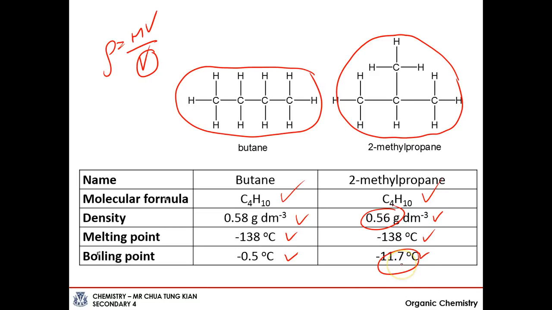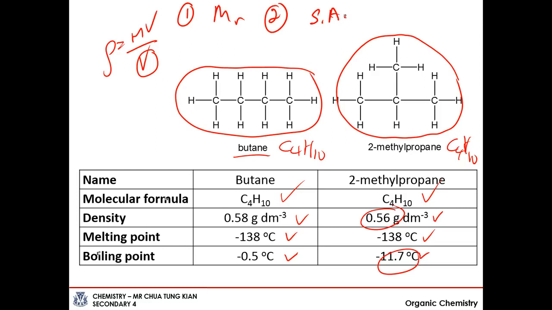Why is this different? Actually, this is not in the O-level syllabus, but for your information, if you recall butane, 2-methylpropane, they are both hydrocarbons. The predominant force between hydrocarbon molecules is van der Waals forces. Van der Waals forces depend on the MR. This is number 1 factor. And the number 2 factor is actually the surface area of the molecule.